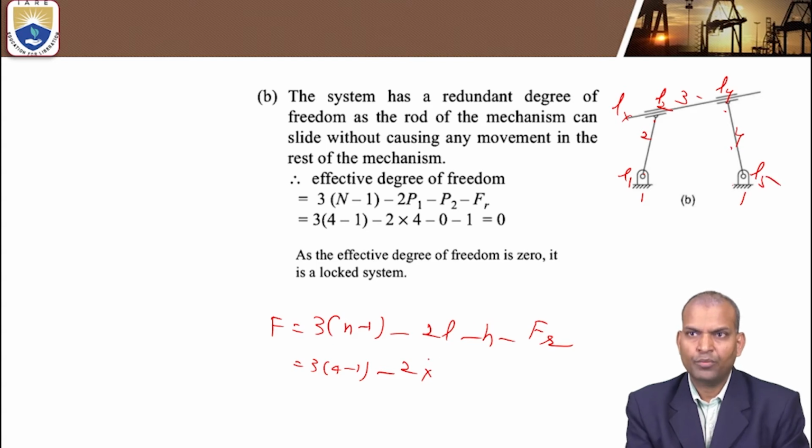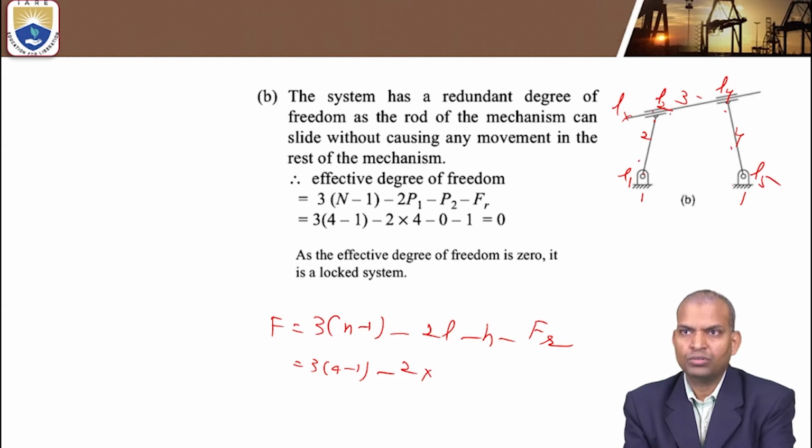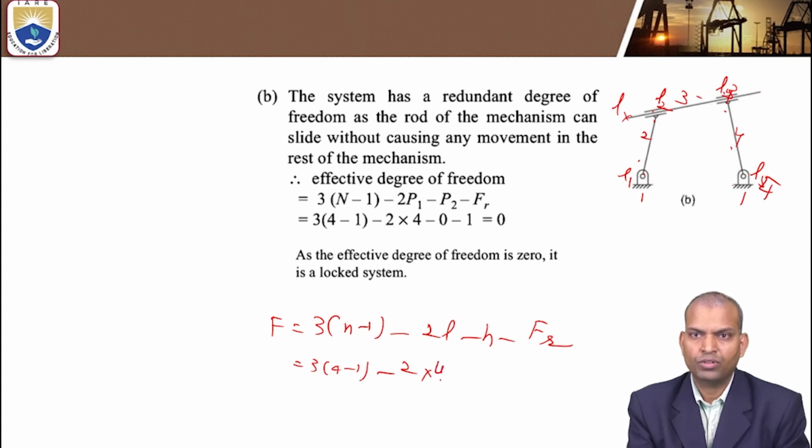Total, how many lower pairs are there? 1, 2, 3, 4. 4 pairs. 2 times 4. Minus, what is the higher pairs number? 0. What is the redundant degree of freedom? The redundant degree of freedom is equal to 1.